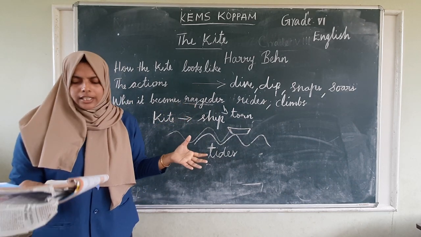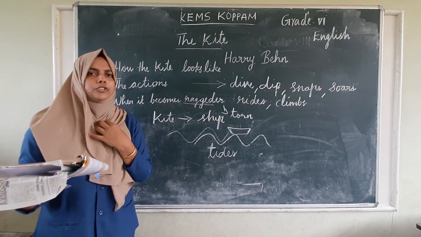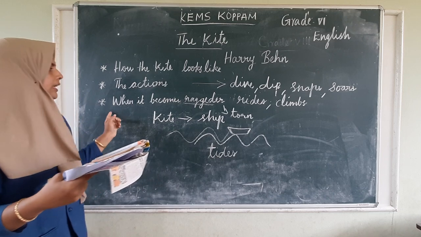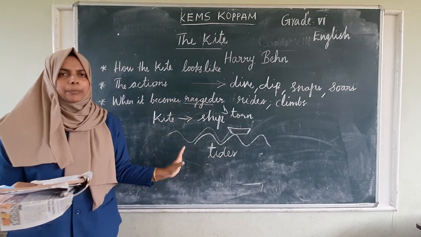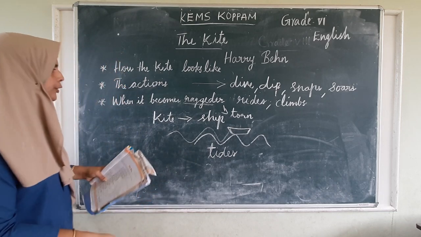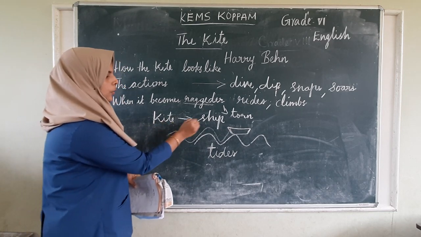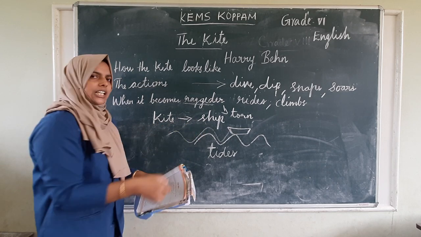You never will see. It means that you would not love to see such torn kites. So when it becomes ragged, what happens to it? Many things are described by the poet in this poem. And one more thing I told you: the kite is compared with the ship. The kite's movement is compared with the movement of the ship.